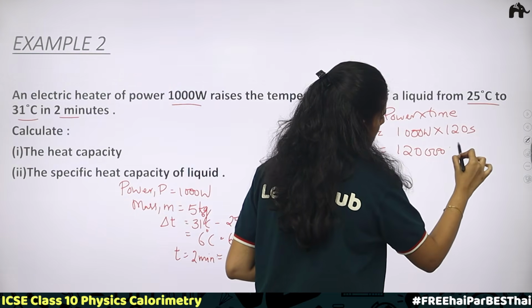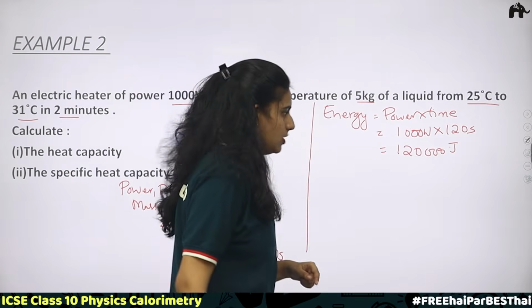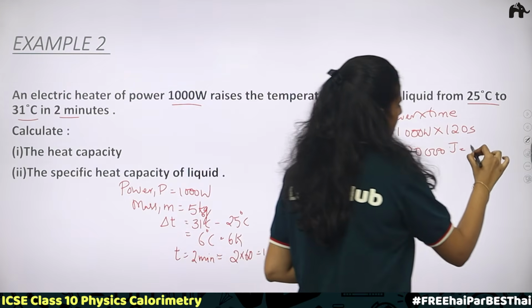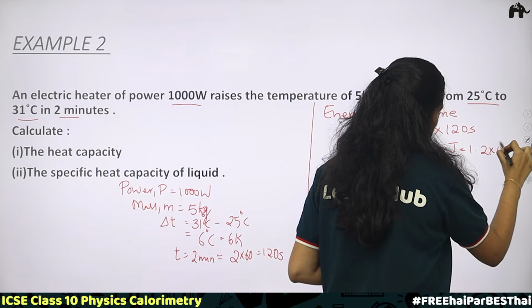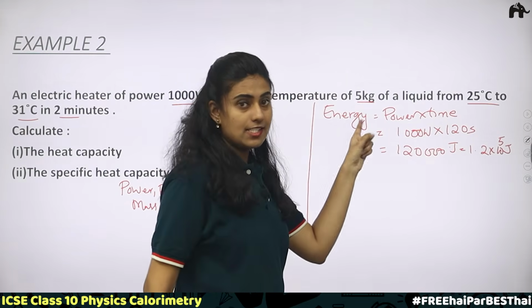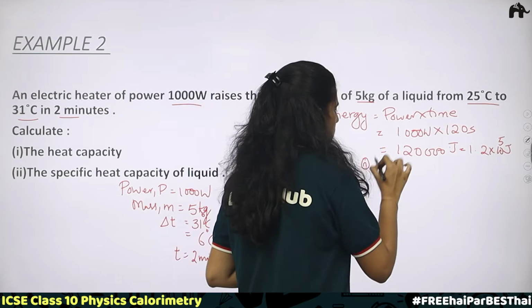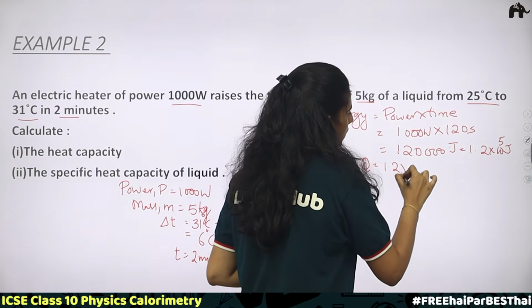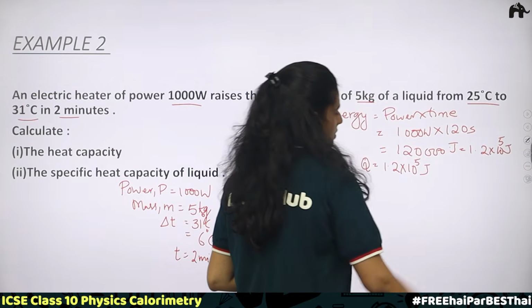120,000 watt seconds or joules. Joule is a unit of energy. Or this can be written as 1.2 into 10 raised to 5 joules. So we got the energy, and this energy is the heat energy in this case. Q is equal to 1.2 into 10 raised to 5 joules.